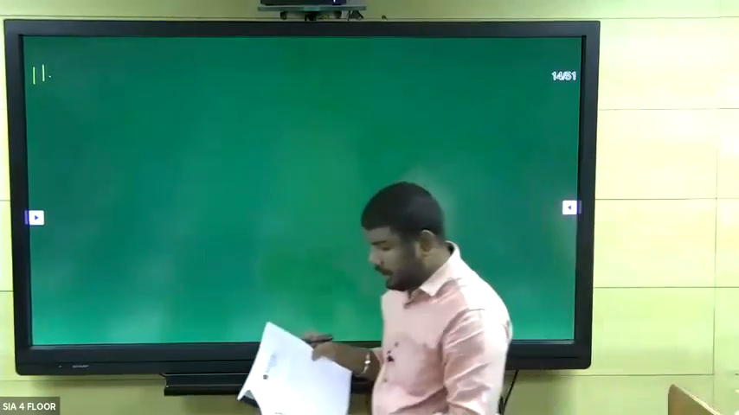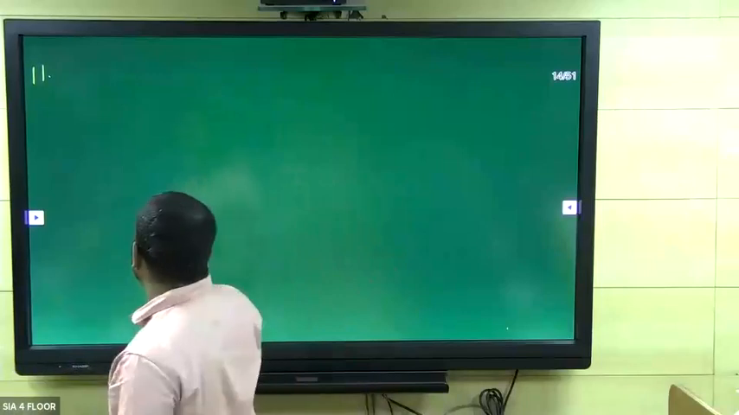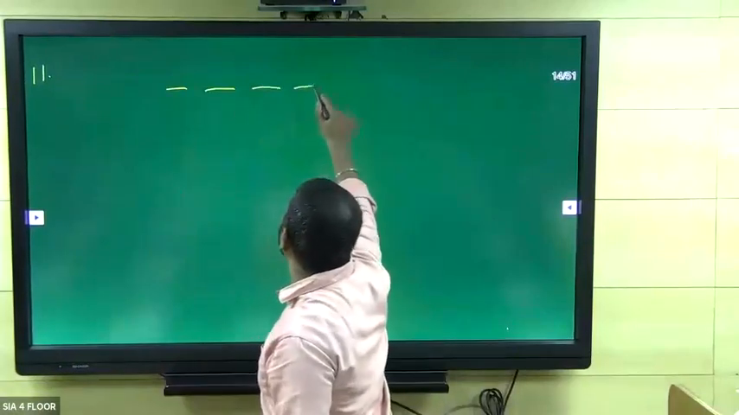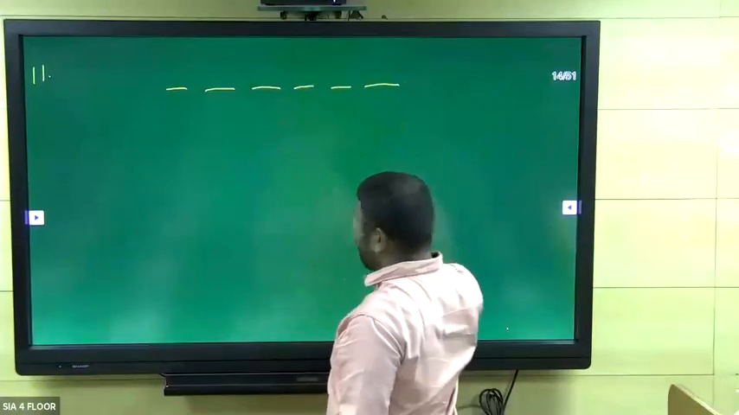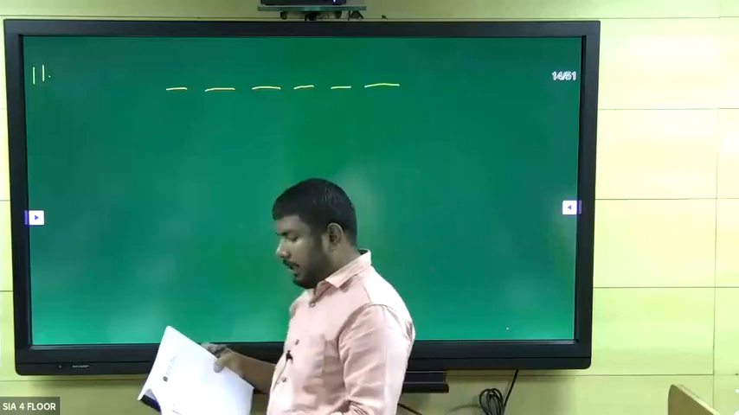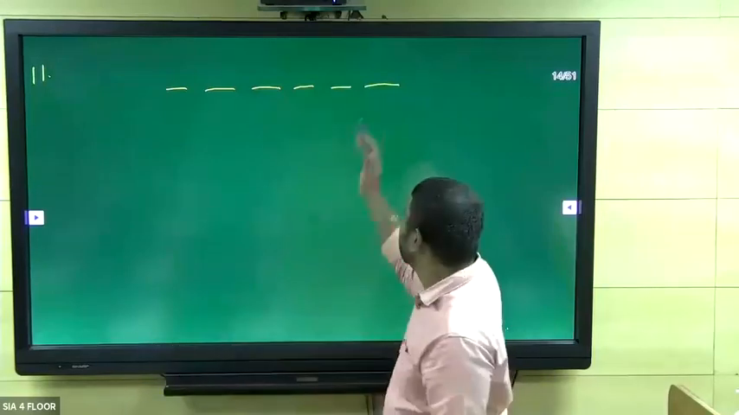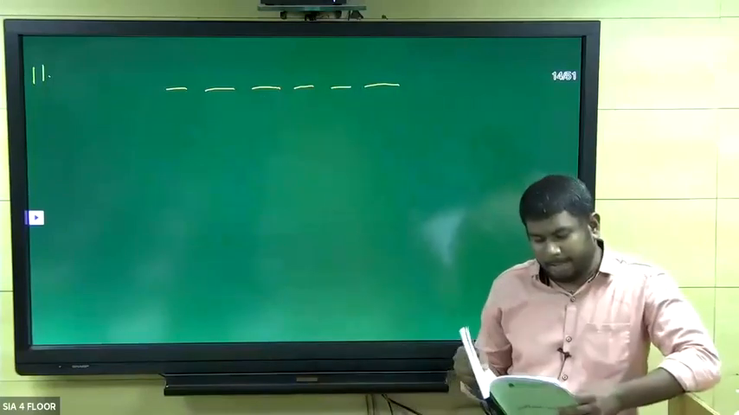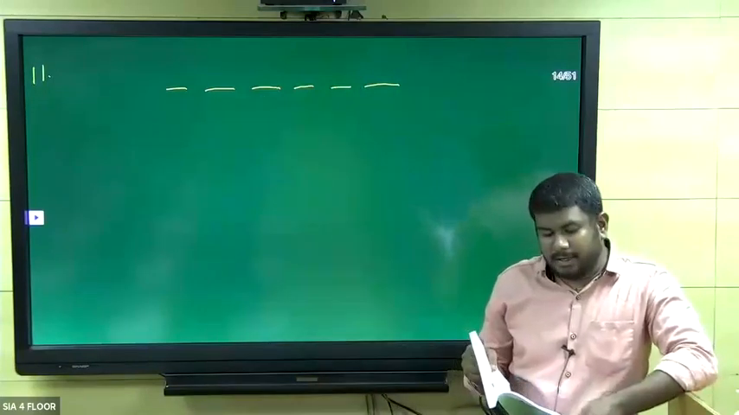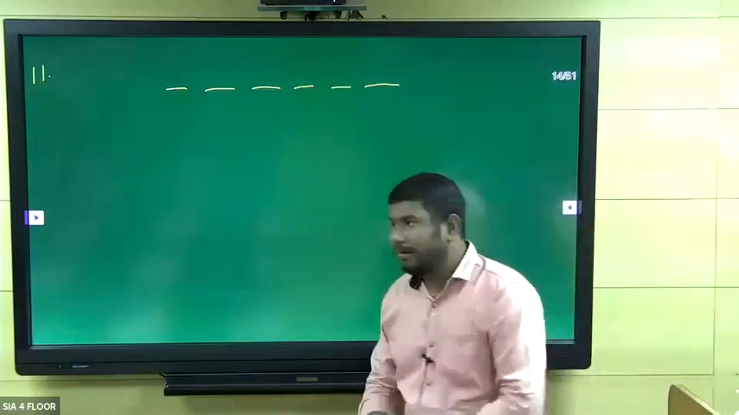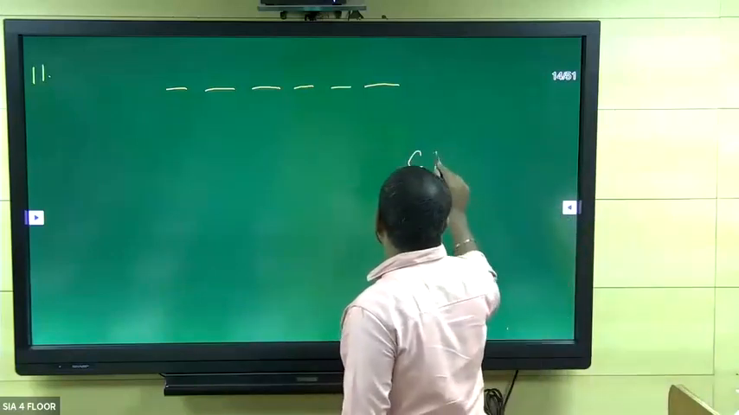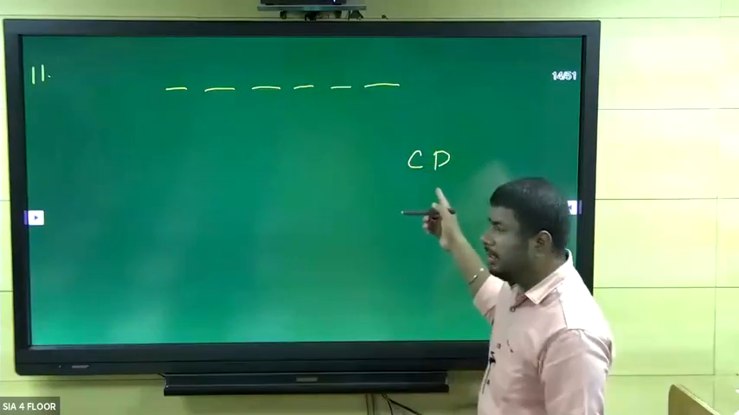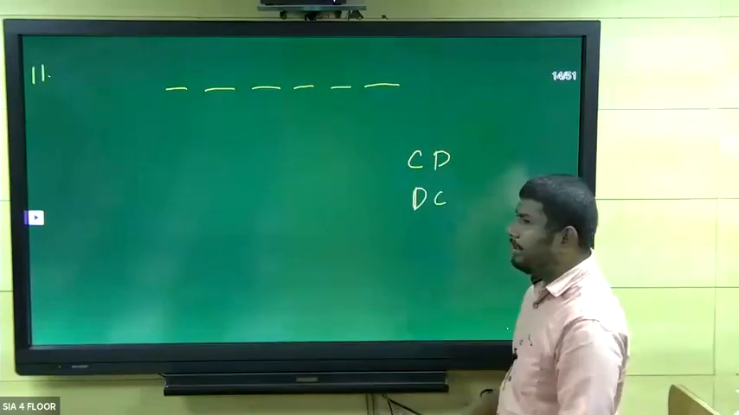11th question. 6 persons, A, B, C, D, E, and F, are standing in a row. Direction is not given. So this is your right side and this is your left side. Clear? Okay. C and D are standing close to each other, right?